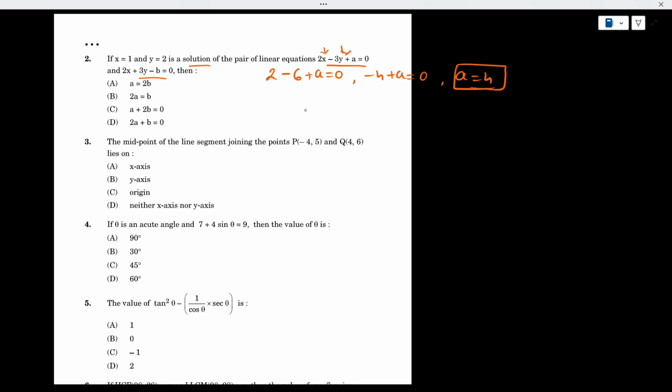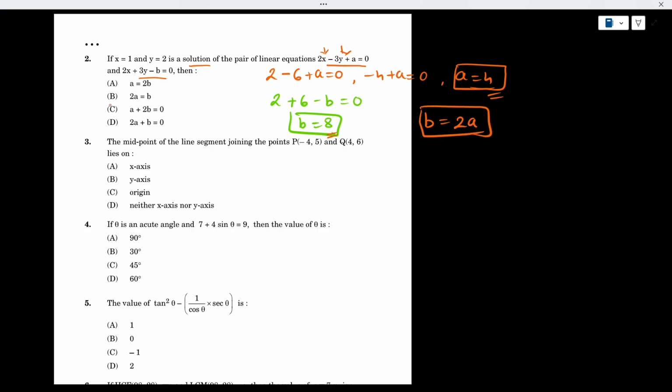Now if using the second equation, what are you going to get here? It will be 2 times 1 is 2, plus 6 minus b is 0. So the b value is going to be 8, right? Now here they are not telling you to find out the a and b values. They are showing the relationship between a and b, right? So if you see here, it's 4 and 8. That means I can write b is equal to 2a, right?